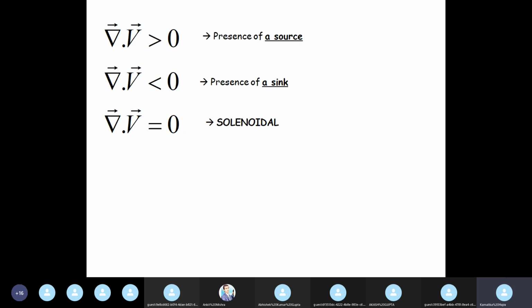So you have to quickly find the divergence. If it comes out to be greater than 0, you say it is a source. If it is less than 0, you say it is a sink. If it is equal to 0, you say it is solenoidal. Okay, so this is the kind of problem that you may get from the physical significance.